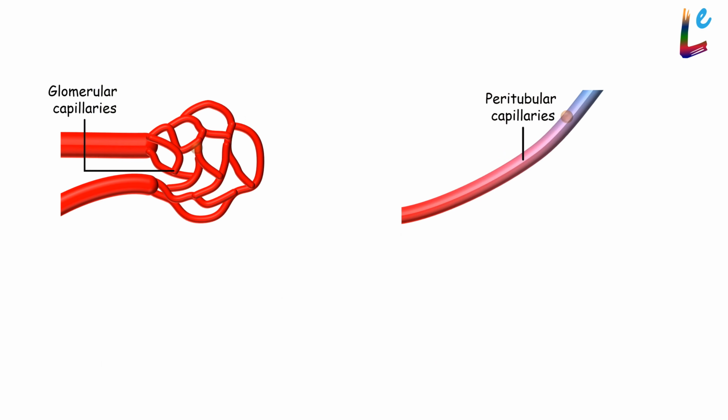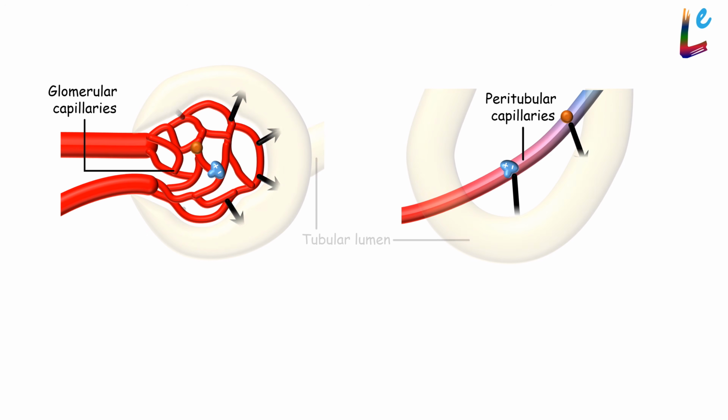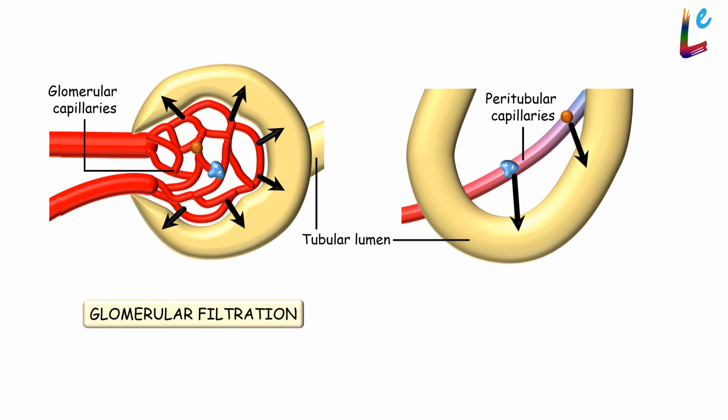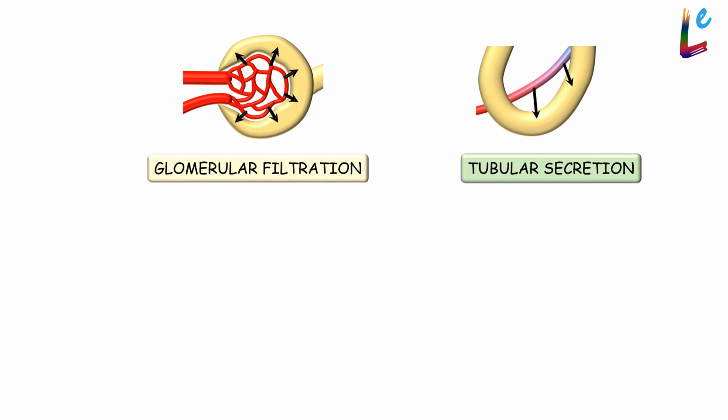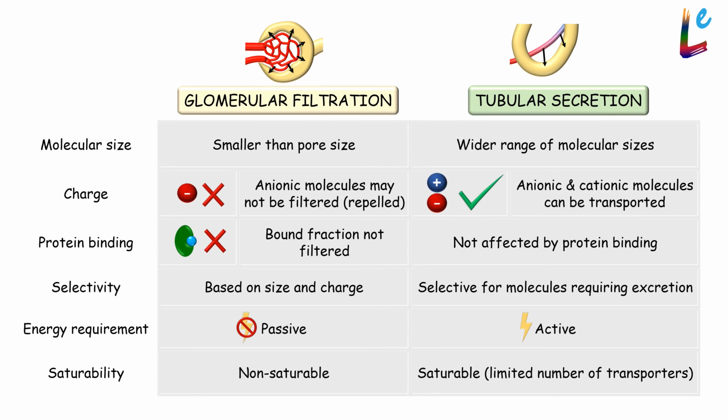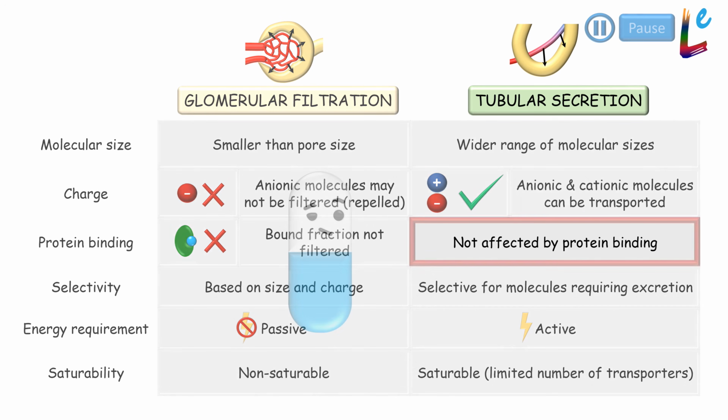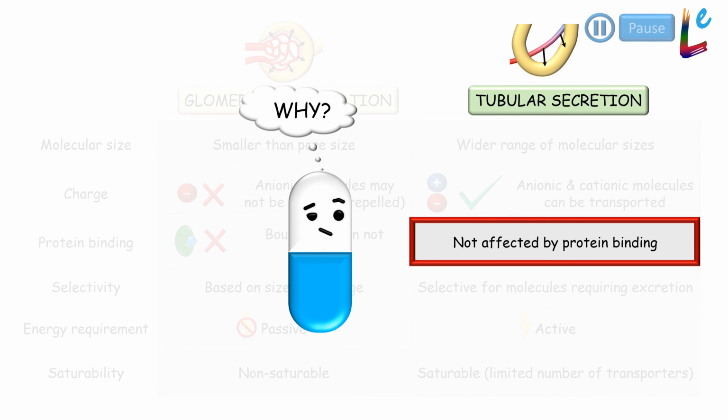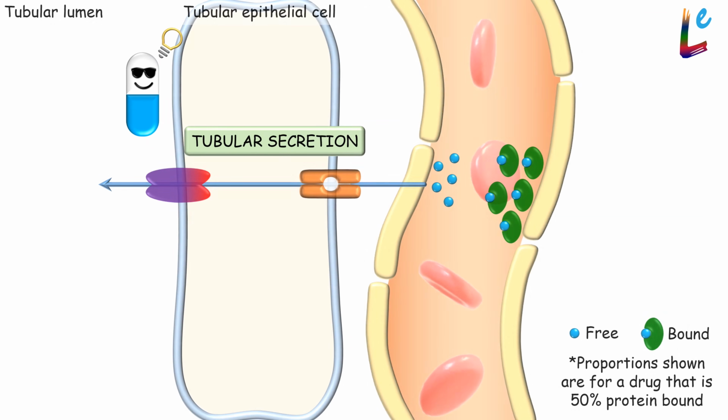Thus, two processes move the drug and the metabolite into the tubular lumen: glomerular filtration and tubular secretion. These two processes have been compared here. Pause the video to see the details. Why is it mentioned that protein binding does not affect tubular secretion? There is an explanation for this.